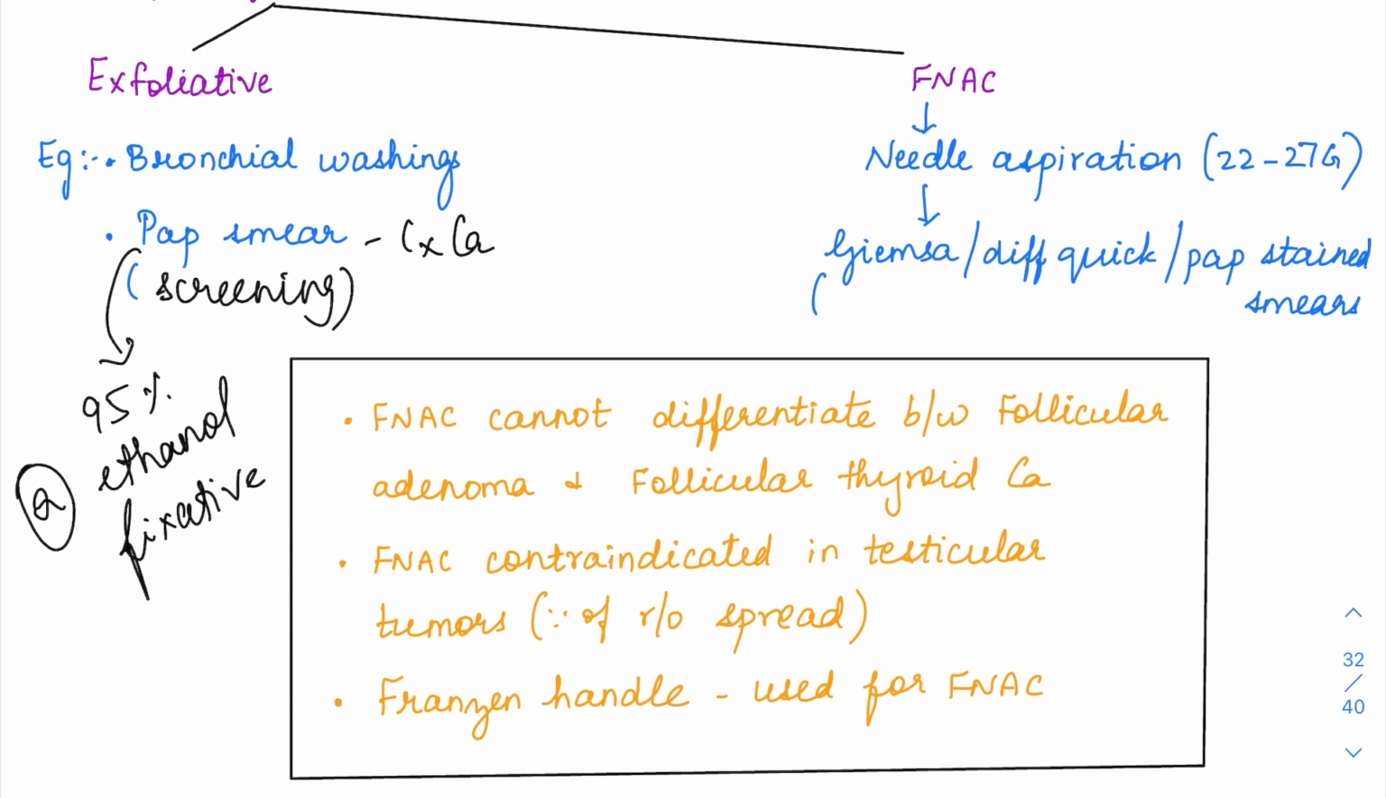Usually we use Giemsa stain or Diff-Quik stain. For this we are going to use an air dried smear. For pap smear you are not supposed to air dry it. For Giemsa you are supposed to air dry it and then put the Giemsa stain on it.